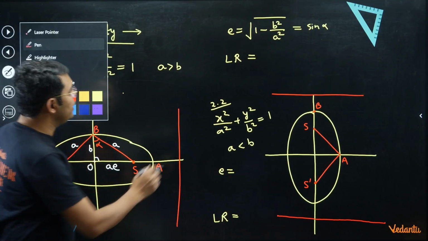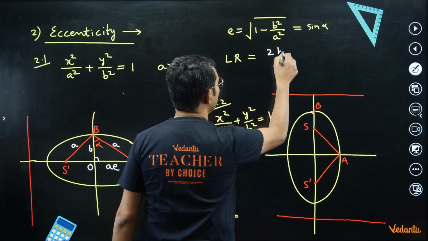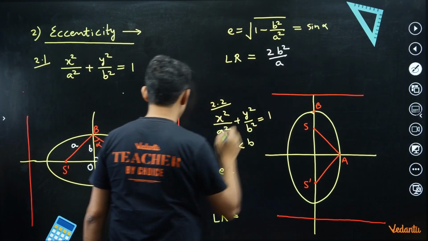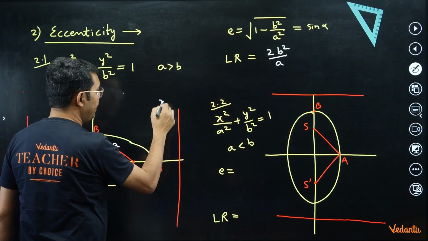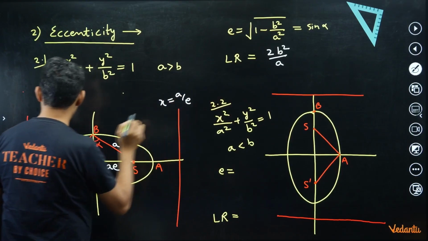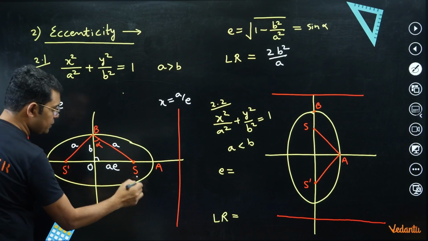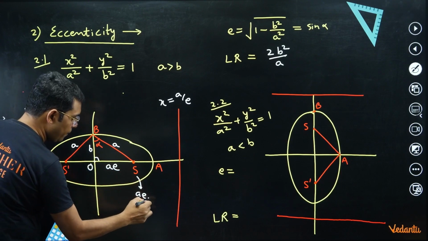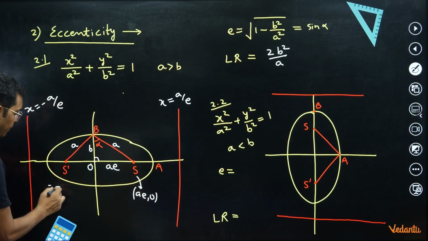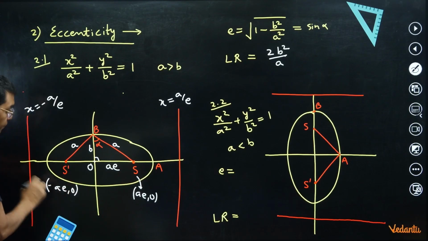Also the result of the latus rectum in this case will be 2b square upon a. The directrix comes at x is equal to a upon e, and the other directrix comes at minus a upon e. This focus is at ae comma 0 and this focus is at minus ae comma 0.